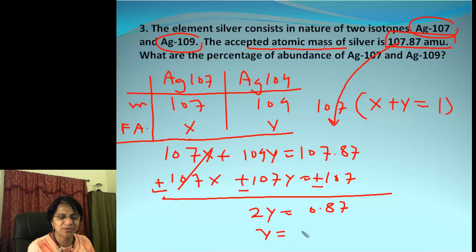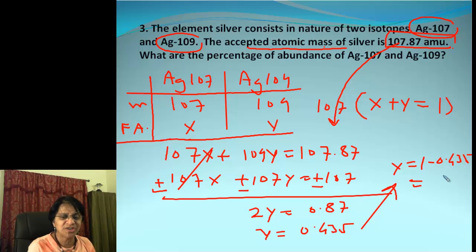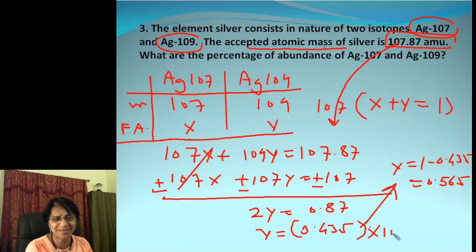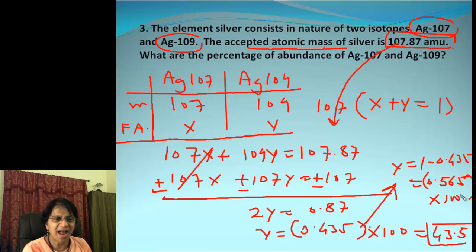So y is equal to 0.435. You can find x using that value. x will be 1 minus 0.435, which is 0.565. And how do you find the percent abundance with that? It is the fractional abundance times 100. So for y, the value is 43.5%. And for x, it is 56.5%.